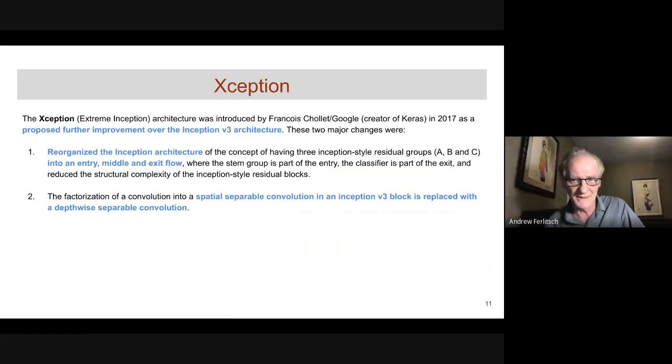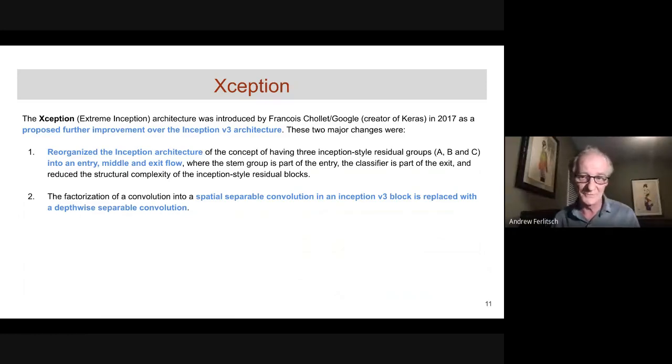So the next one we're going to talk about is Xception, which is also known as Extreme Inception, and it's an architecture that was introduced by Francois Chollet of Google, and he's the creator of Keras. He introduced this in 2017 as a proposed further improvement over the Inception v3 architecture. Now, if you remember me talking about the Inception series, I considered it to be an overly complex architecture. And since then, nobody has really gone to that level of complexity in the architecture anymore. And Xception was a way to reduce that complexity, though I still find Xception to be a little bit more complex than what you see in today's architectures.